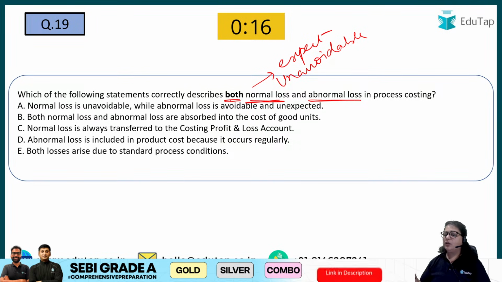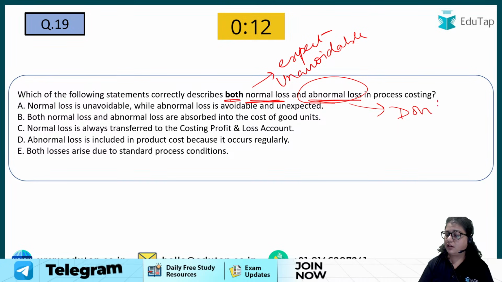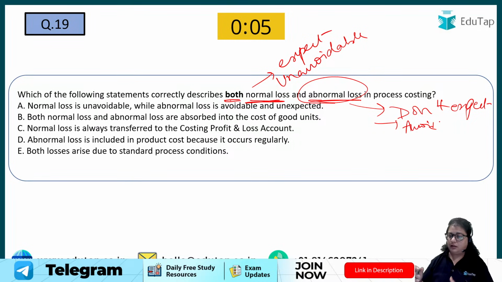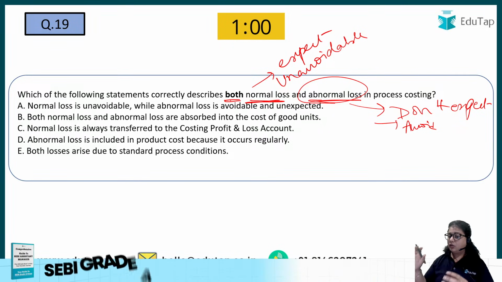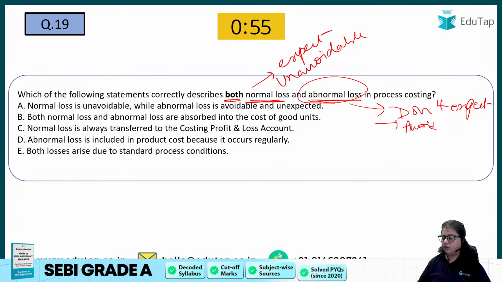But what is abnormal loss? That we don't expect, and it is also avoidable. For example, my labor is working in a factory, and he's taking goods to and fro from store to production house. During his transit, some of the material falls off from his hand. What is this?